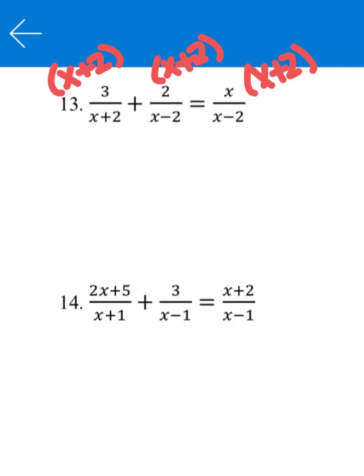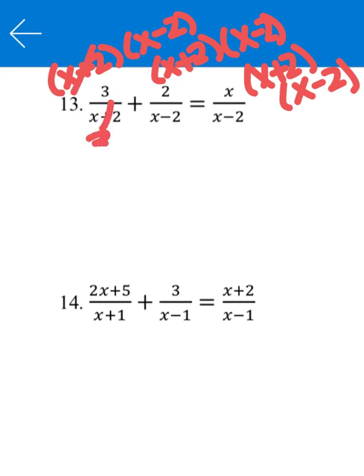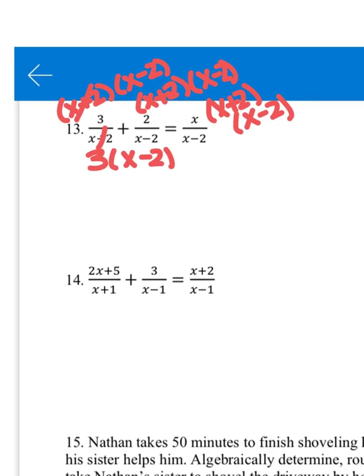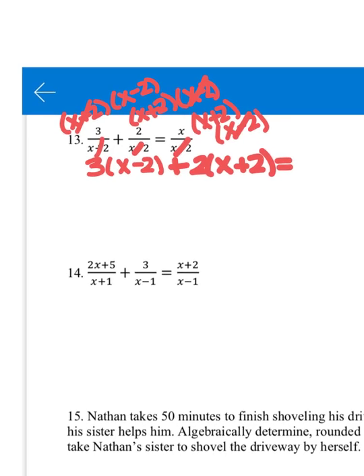To cancel out an x minus 2, I need an x minus 2. So now I see what each fraction turns into. X plus 2 cancels. I am left with 3 times x minus 2. And I have plus. X minus 2 cancels. I am left with 2 times x plus 2 equals x minus 2 cancels. I'm left with x times x plus 2.